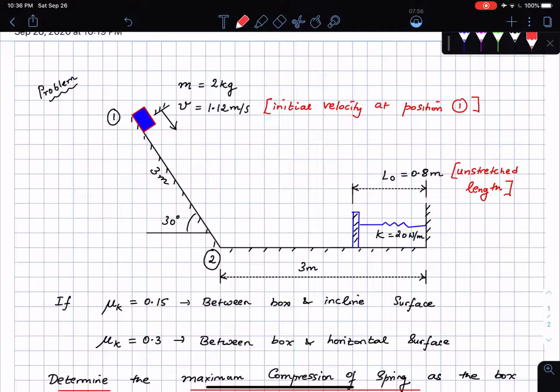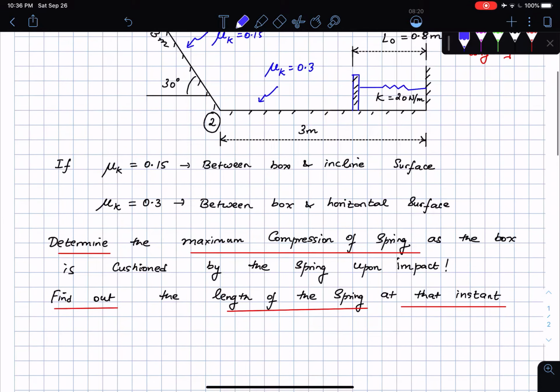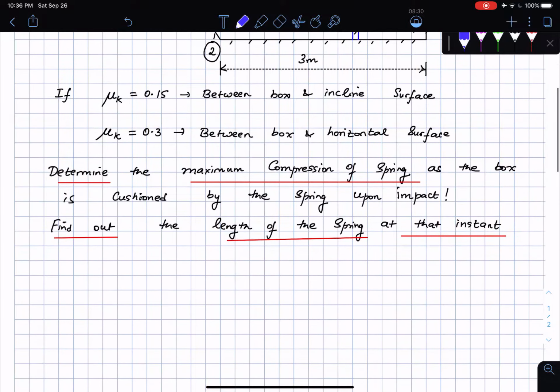So this is the information that is given to us. I have a box which is traveling down this ramp. The coefficient of friction between the box and the incline is 0.15, and between the horizontal surface and the box it is 0.3, so slightly rougher here and not as rough on the incline. I'm supposed to find the maximum compression of the spring and also the length of the spring at that instant.